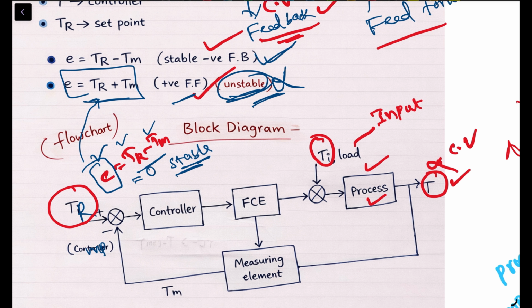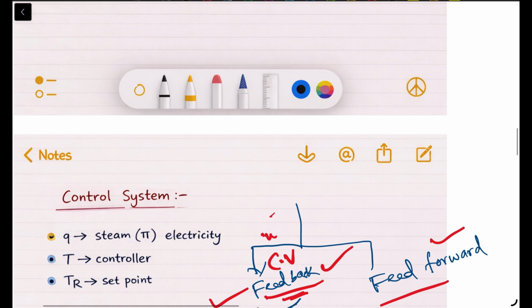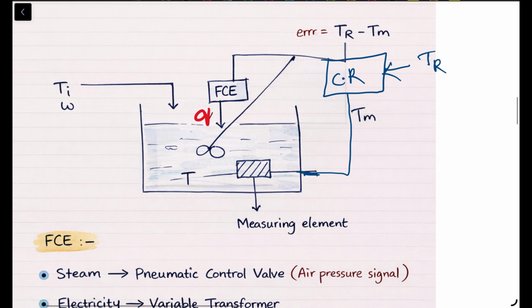Now we can discuss our example that we discussed last time, the CSTR temperature controller. To understand the control system clearly, we consider the example of a CSTR. This is what we discussed last class. In this reactor, feed enters at a flow rate of W and inlet temperature Ti, and the reactor produces an outlet temperature of T.